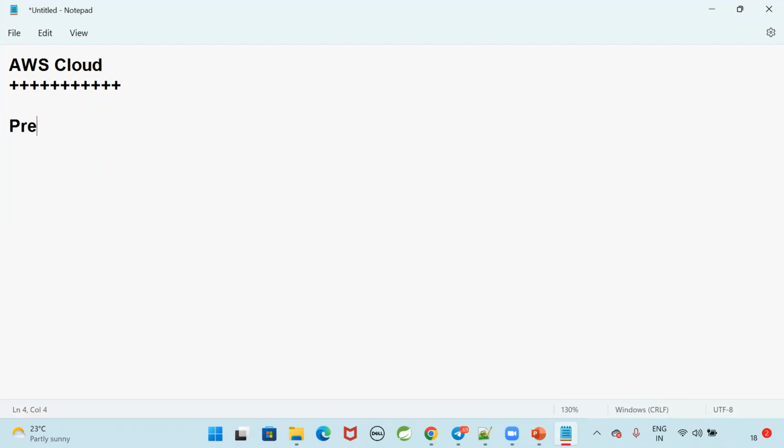To attend this course, what are the prerequisites? To attend this AWS cloud course, you need to have some Linux basics. Linux basics are prerequisites to attend this AWS cloud.